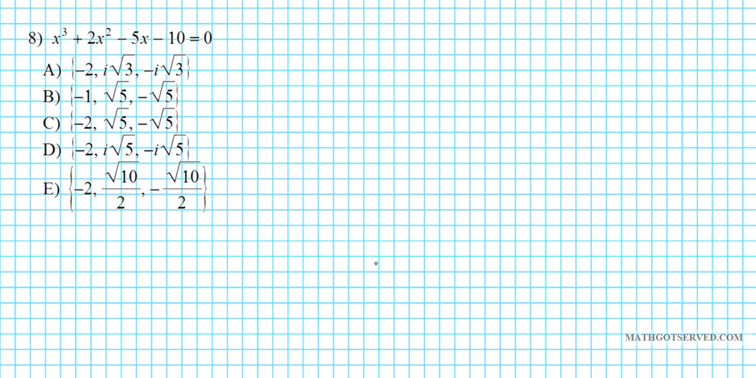All right, let's take a look at problem number 8. For problem number 8, we're doing the same thing also. We're to find the roots. All right, so here you notice you have a polynomial with 4 terms. So whenever you have a scenario like this, the first thing you want to try is to factor by grouping.